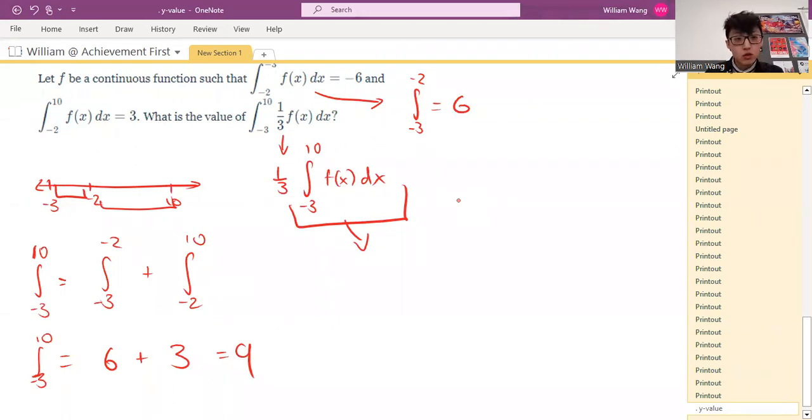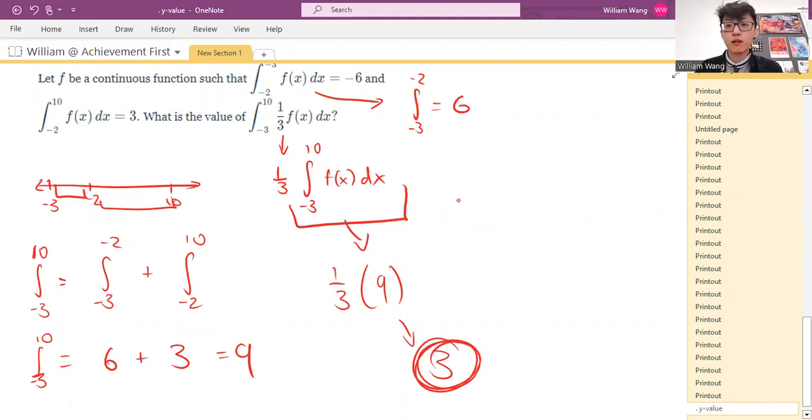So let me rewrite my integral. It's 1/3 times my integral, which is 9. So that's going to be 3. 3 would be my final answer.